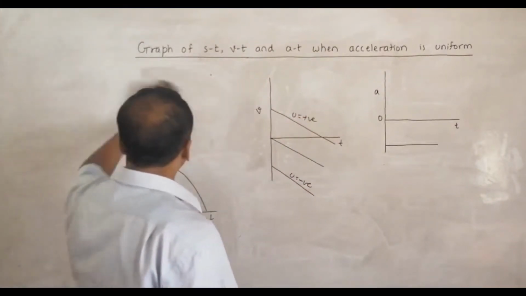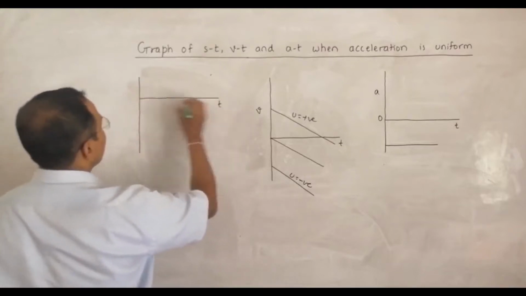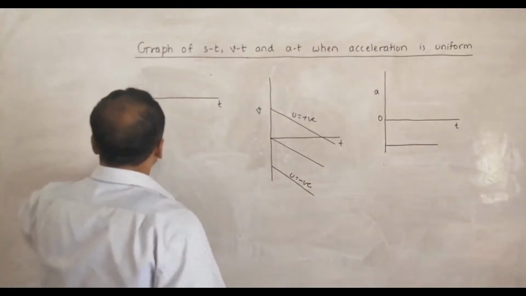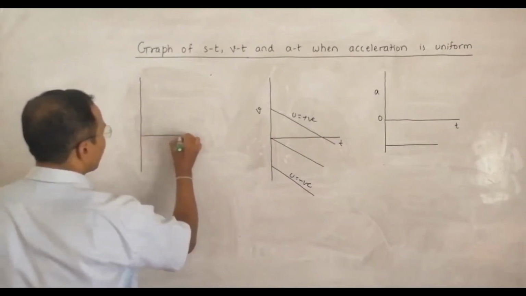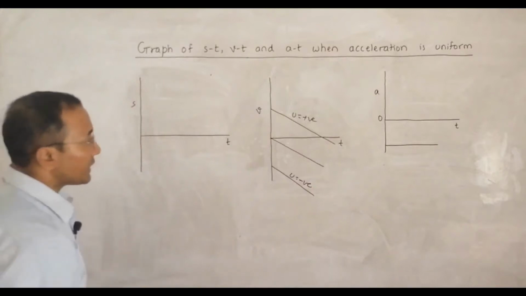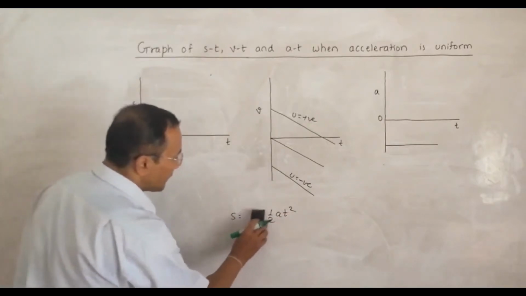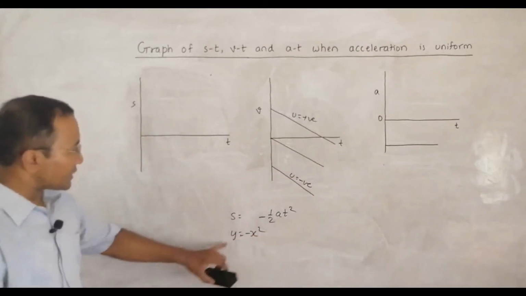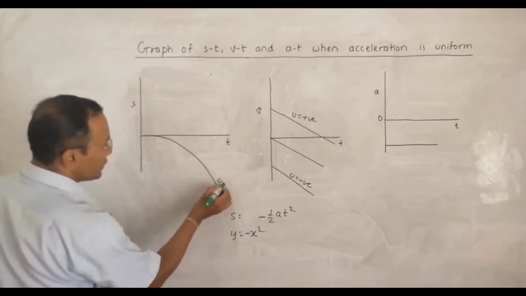And with such v, what about the value of s-t then? If I do the same for s-t, this is t and this is s, and this is 0. Let me draw the axes like this. Now, in this type of equation, s will be equal to ut plus 1 by 2 at squared. If u equal to 0, then I will have s equal to 1 by 2 at squared, and a is negative, so this is something negative. It is y equal to minus x squared, so the graph should be somewhat like this, initially like this. This happens when u equal to 0.